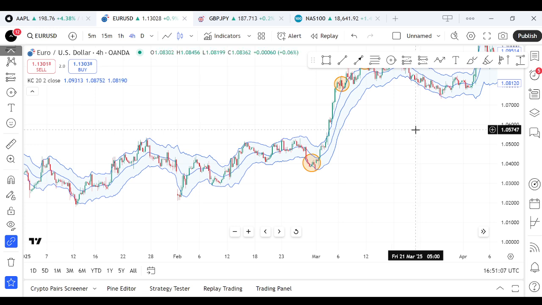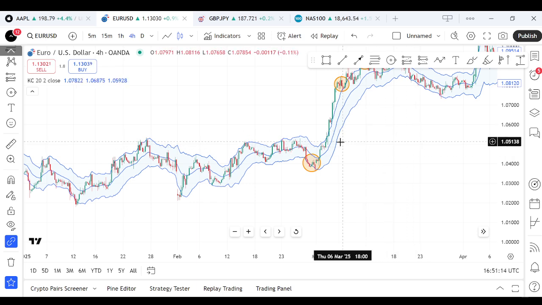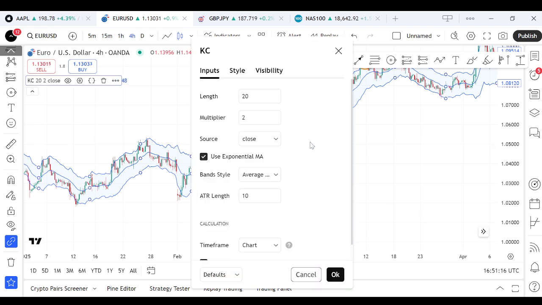So the first step for our strategy, the Keltner channel breakout trading strategy, is to set up your chart, apply the Keltner channel indicator, and this should be your setting. Your length should be 20, your multiplier should be 2. Remember, the length here is the length of the middle band, which is the exponential moving average. We are using a 20 period exponential moving average.